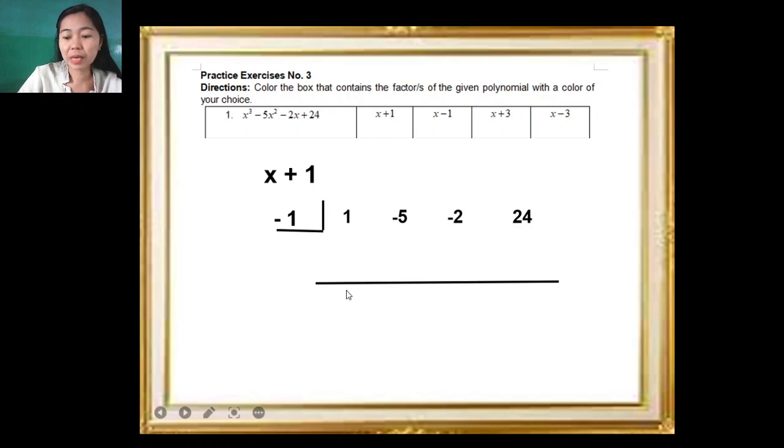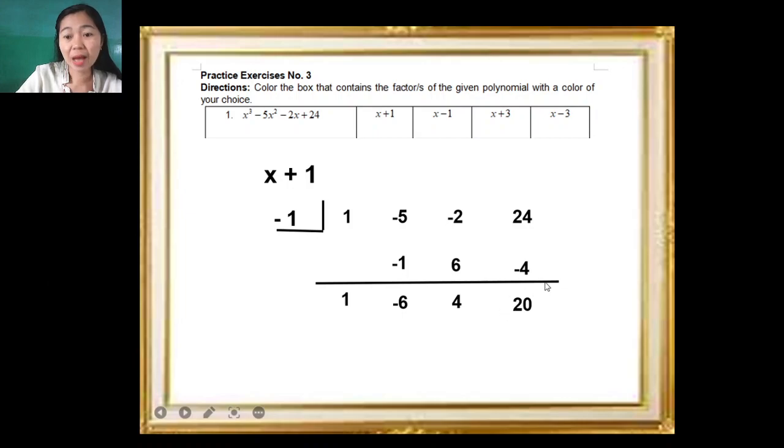Yan. And then, bring down 1 times negative 1 is negative 1. Negative 5 plus negative 1 is negative 6. Negative 6 times negative 1 is positive 6. Negative 2 plus 6 is 4. 4 times negative 1 is negative 4. And then adding 24 and negative 4 is positive 20.